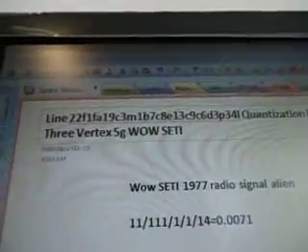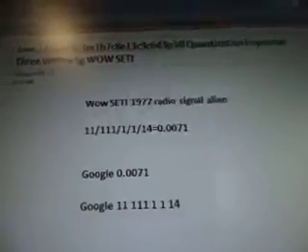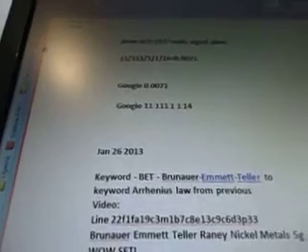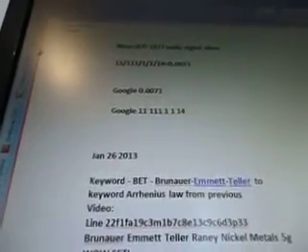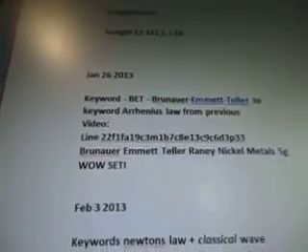Quantization, Feynman, 3 Vertex 5G Wow Seti. There's our alien radio signal, and this is about quantum transport, 3 Vertex propeller equations, and a UFO spaceship from the Wow data. January 26, 2013. Today is February the 11th.